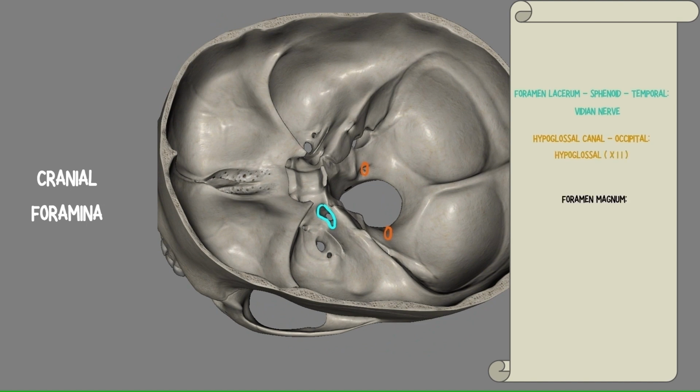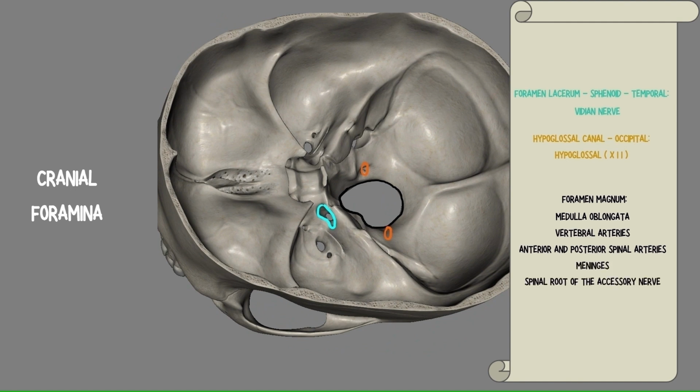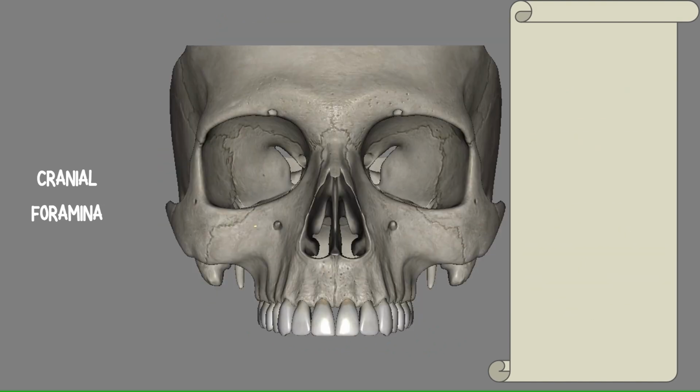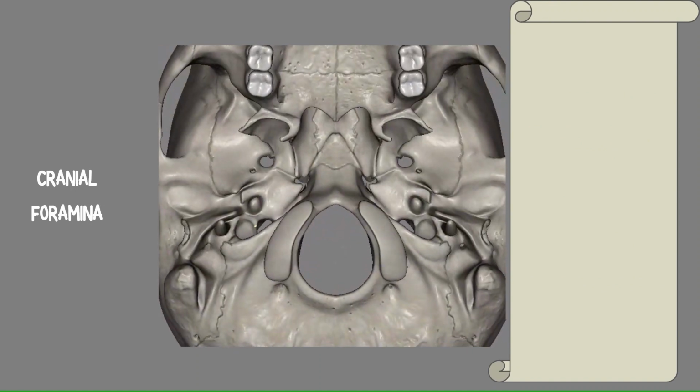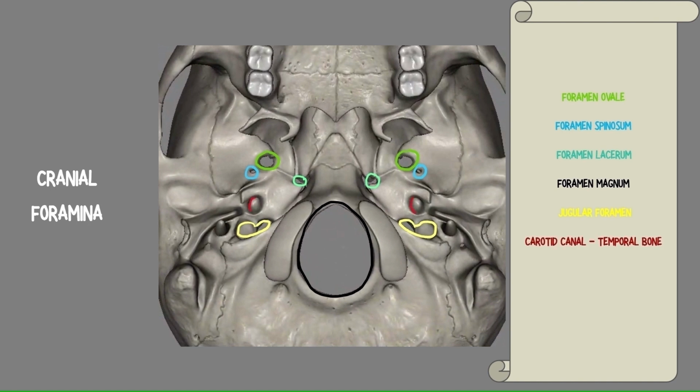The foramen magnum is a large, oval-shaped opening in the occipital bone where we can find the medulla oblongata, vertebral arteries, anterior and posterior spinal arteries, meninges, spinal root of the accessory nerve, the tectorial membrane, and alar ligaments. From below we can see again the foramen ovale, the foramen spinosum, and the foramen lacerum, the foramen magnum, and the jugular foramen. In addition, we can see the carotid canal, which represents the passage of the internal carotid artery and its internal carotid nervous plexus.